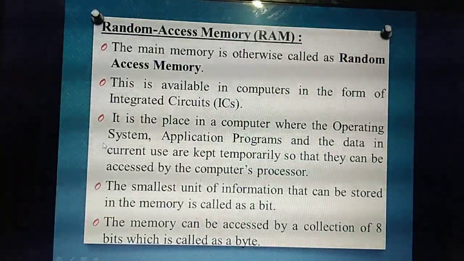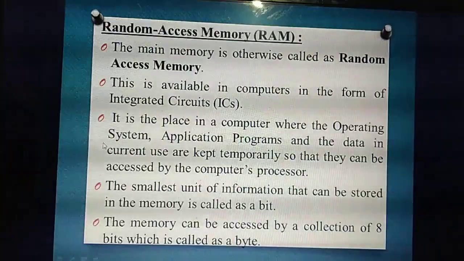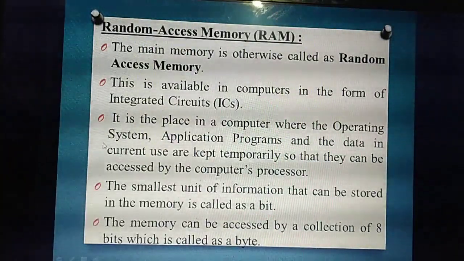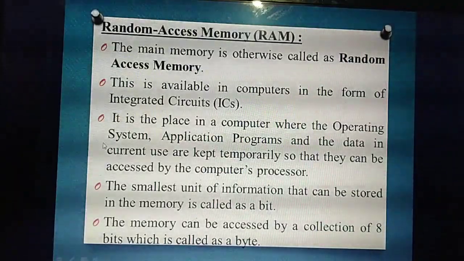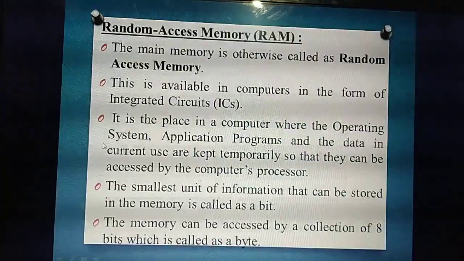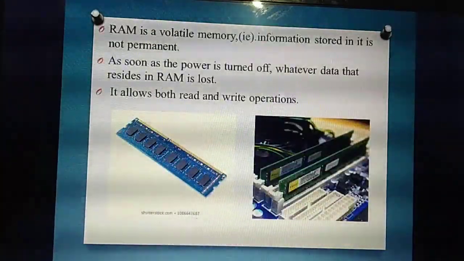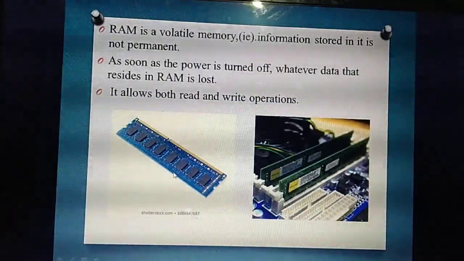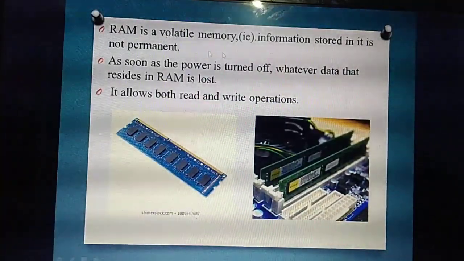The smallest unit of information stored inside the computer is called a bit. The memory can be accessed with the particular information in total, that is called a byte. A collection of 8 bits is called a byte. This is the diagram of RAM. Is it visible? RAM is a volatile memory.